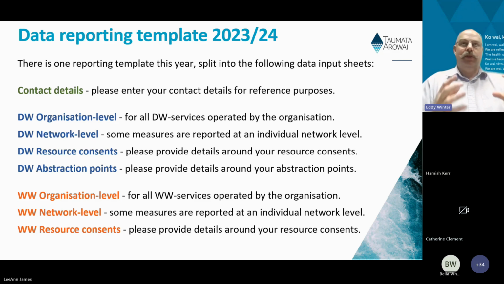So we said, okay, it was a little bit tricky last year to try and put all your resource consent details into one small cell. So we've put a number of rows for you to put individual detail against those. Likewise for abstraction points. And again, for wastewater, organisation level, network level, and resource consent level. So we've broken it down into more sheets in a more logical, structured manner this year. So let's have a look at some of those.